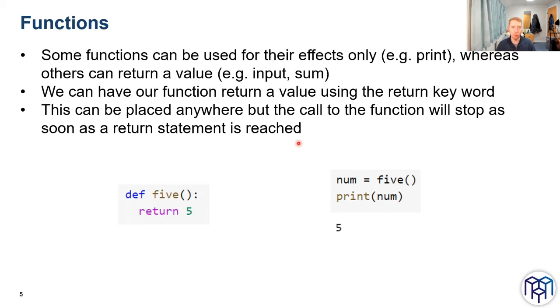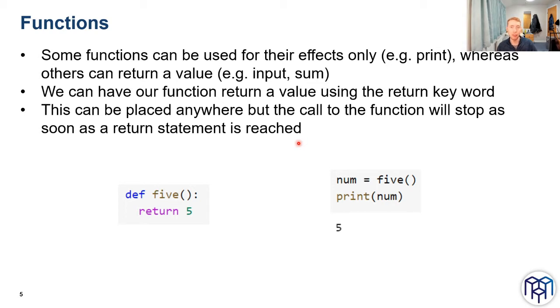Okay, so some functions we use simply for their effects. So the print function is an example. We run print with some input, and all it does is print that out. But some functions return a value. So input is an example. We run it and it will return whatever the user inputted. Or sum will take a list and return to you whatever the sum of the numbers in that list was. And so we might want to write functions for ourselves that can return values.